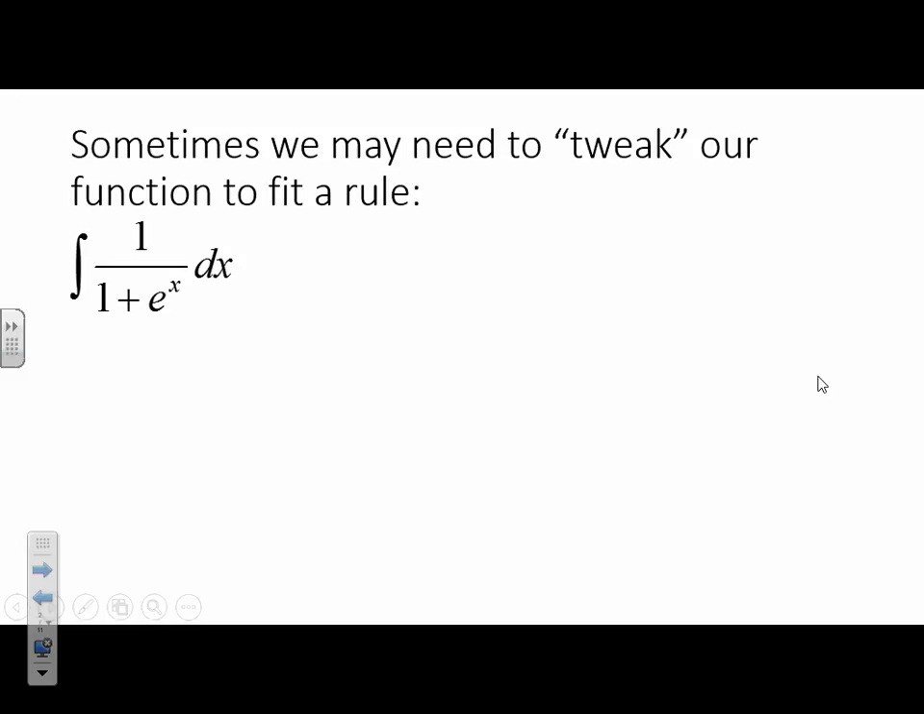Because it's not really a professional term. I don't know if tweak is the official word, but it's what I'm using. Okay? Sometimes we have to adjust our integrand to fit a rule. So right now, can we take this integral?